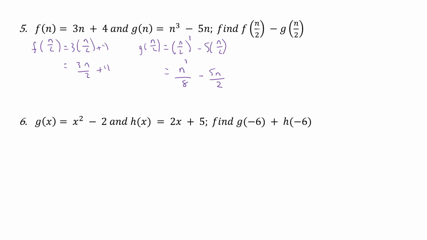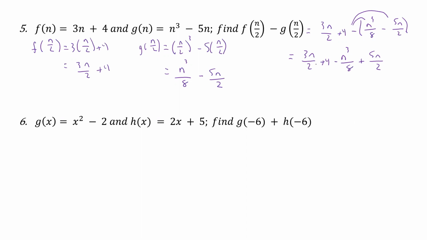All right, now it says subtract. Take the first minus the second. Okay, well, the first is 3n over 2 plus 4, that whole thing, minus, now let's put the second one in parentheses because we're going to have to distribute that negative sign. So we'll take a minus times that and a minus times that. And so we get 3n over 2 plus 4 minus n to the third over 8. And then a minus times a minus is plus, and we have 5n over 2.